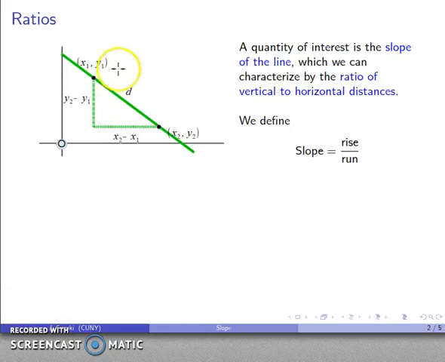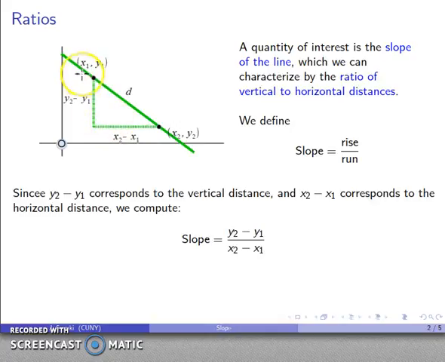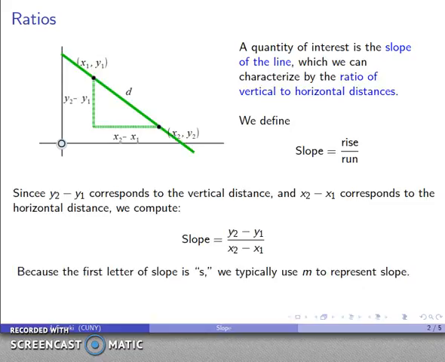We're going to define slope as the rise, that's this vertical distance, over the run, that's this horizontal distance here. And so we'll define slope this way. But when we calculate it, the rise, that vertical distance, is y2 minus y1, and the run, that horizontal distance, x2 minus x1, and so we can define slope by this nice compact formula, y2 minus y1, the difference in the y values, the rise, divided by x2 minus x1, the difference in the x values, the run, and we can compute that as our slope. And typically, because the first letter of slope is s, we typically represent slope using the letter m. Now, that doesn't make sense to me either, but it's traditional.